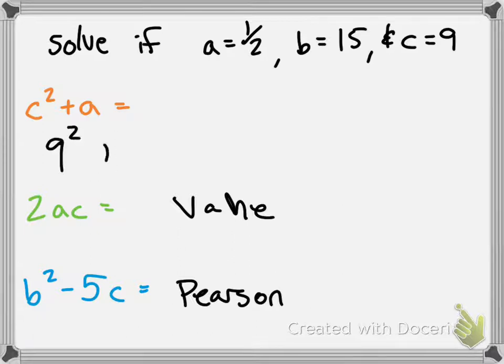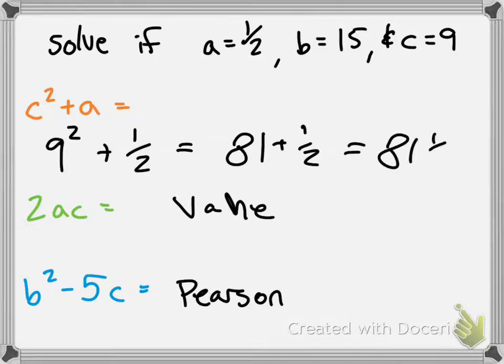9 squared plus, and what is A equal to? 1/2. So, Lucia, what is 9 squared equal to? That means 9 times 9. What is that? 81 plus 1/2 gives me 81 and 1/2.